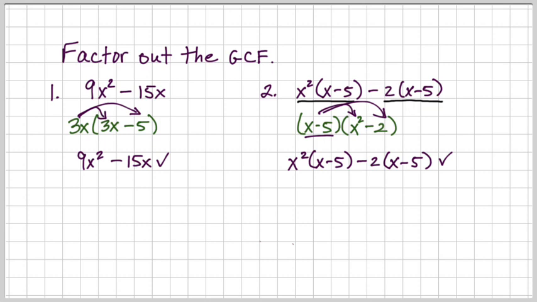So now we're ready to factor by grouping. Let's go ahead and look at a problem here. We have x cubed plus 2x squared plus 5x plus 10. First of all, in college algebra, when we see 4 terms, normally factoring by grouping is what we're going to do. And so here's how we're going to do this.